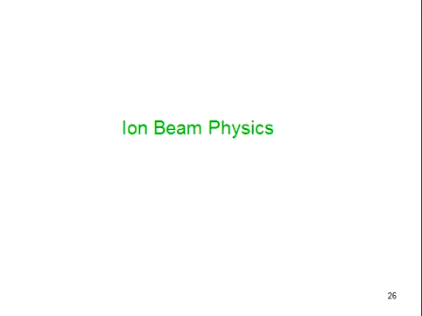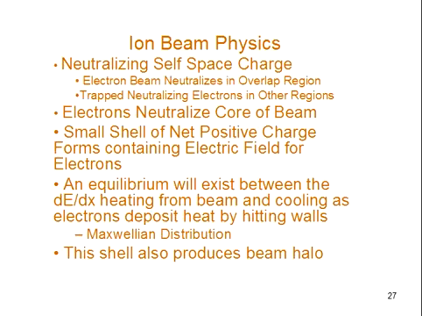Next, we'll begin our analysis by looking at some of the ion beam physics issues within the ECOFusion system. The first issue that we will look at is the presence of the neutralizing self-space charge that's needed. The electron beam will neutralize the ion beam space charge where those two beams overlap, and trapped neutralizing electrons will exist in all other regions. It's important to realize that the electrons will neutralize the core of the ion beam, and a small shell of net positive charge will form that will provide the containing electric field for those electrons.